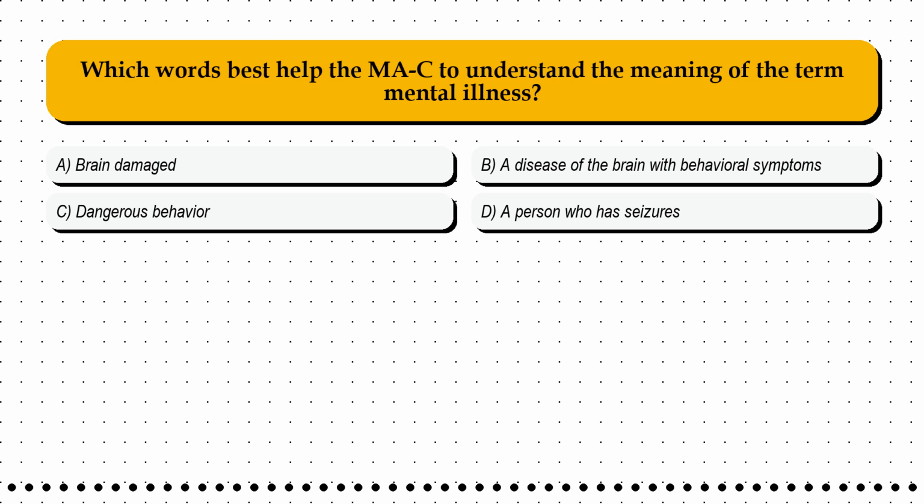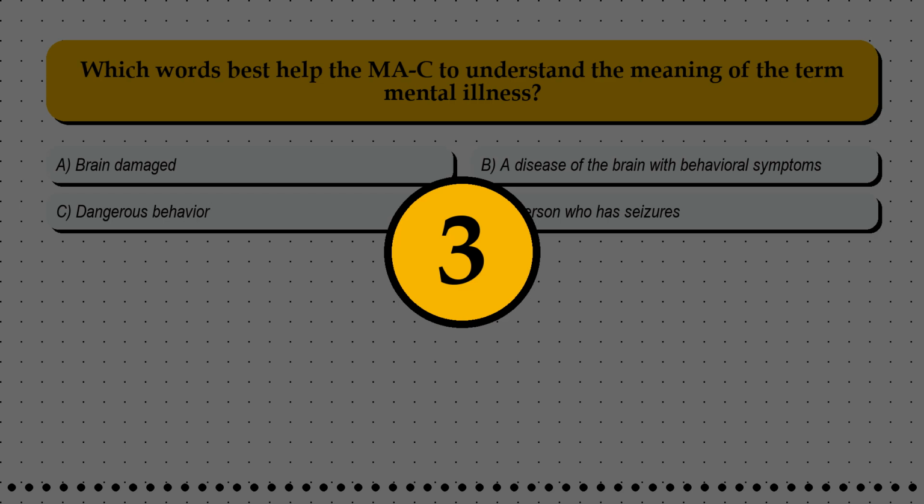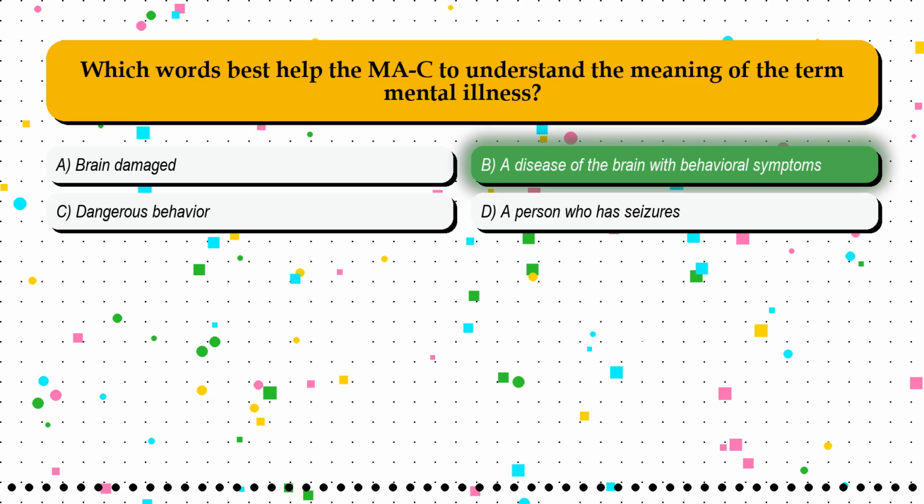Question 200. Which words best help the nurse aide to understand the meaning of the term mental illness? Option A, brain damaged. Option B, a disease of the brain with behavioral symptoms. Option C, dangerous behavior. Option D, a person who has seizures. The correct answer is option B, a disease of the brain with behavioral symptoms.